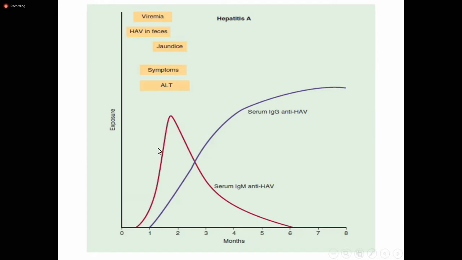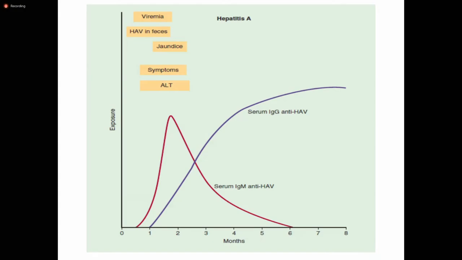This acute state, the red one, when there is IgM against hepatitis A, it is associated with viremia. The virus is present in the feces. Jaundice, as I said, patient may have symptoms like fever, malaise, headache, etc. And ALT, the liver enzyme, will be increased.